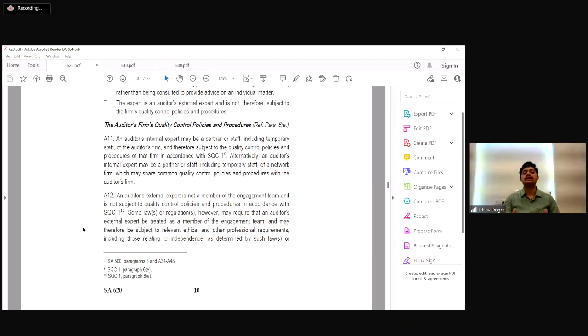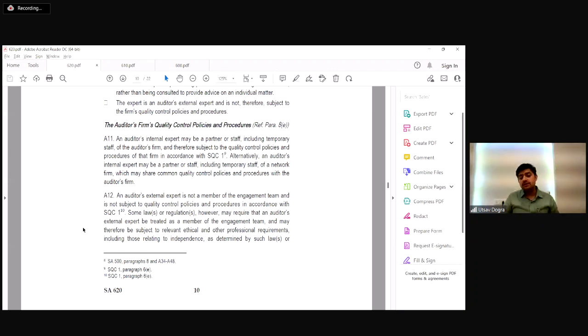Alternatively, an auditor's internal expert may be a partner or staff, including temporary staff, of a network firm, which may share common quality control policies and procedures with the audit firm. So it is very clear that if the internal expert is there, he must be bound by the quality control policies that we might have applied to our audit firm.